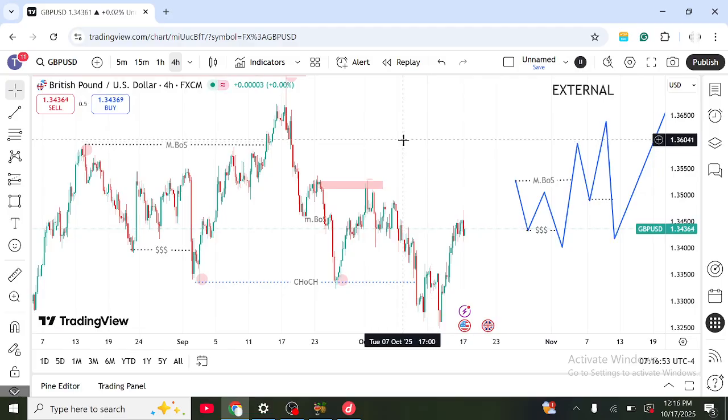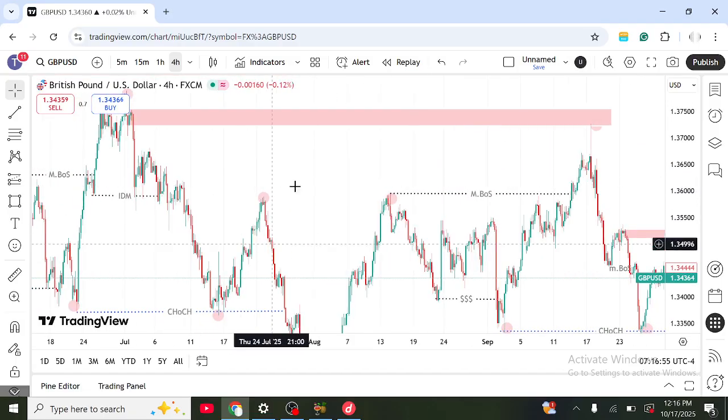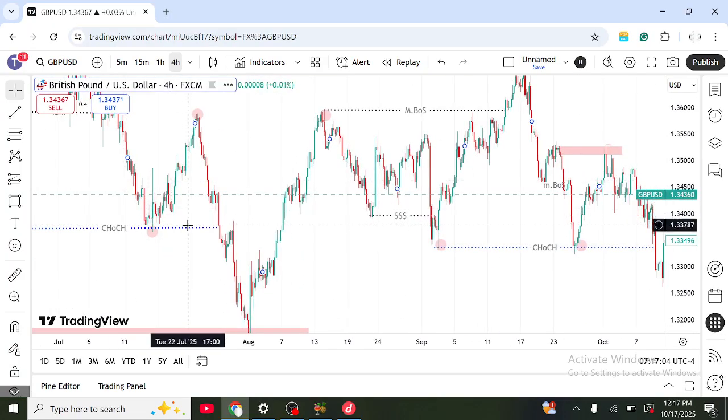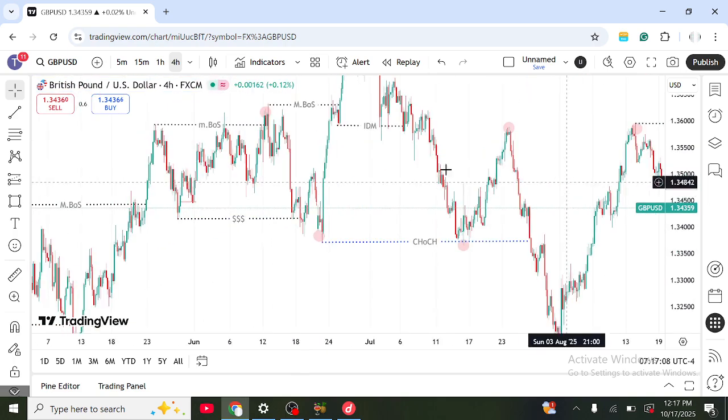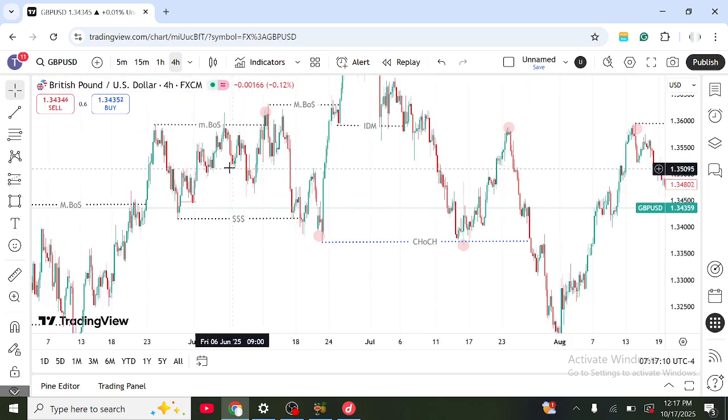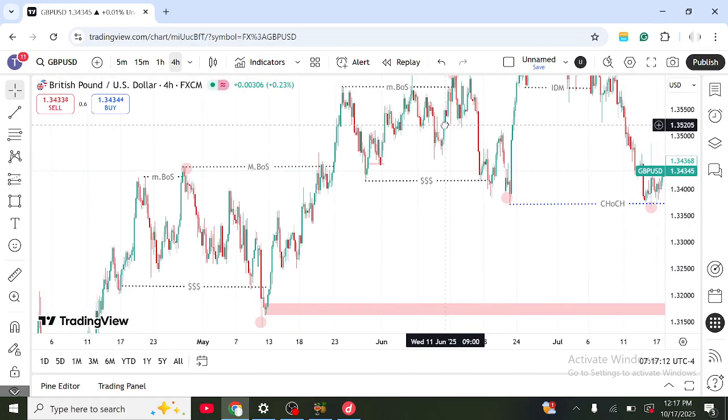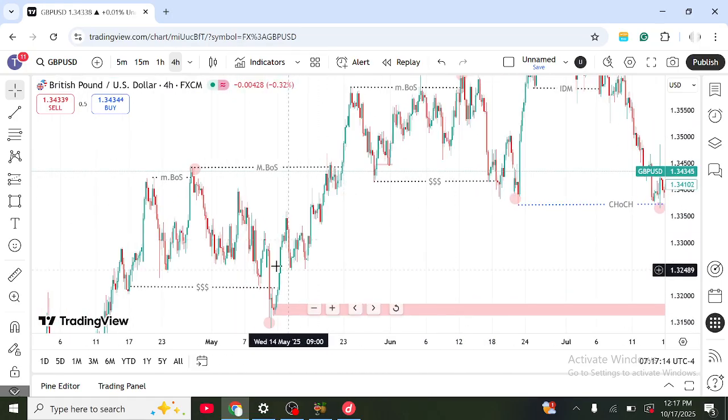So this one now is what? Is internal. Okay, not external. Is what? Internal, because the highs are inside the change of character. It happens before the change of character. Okay, let's see if we are going to get an example for external. Okay, good. So look at this.